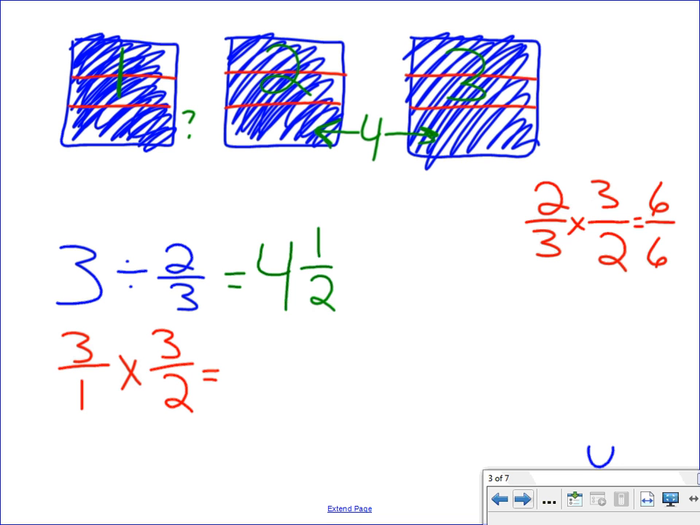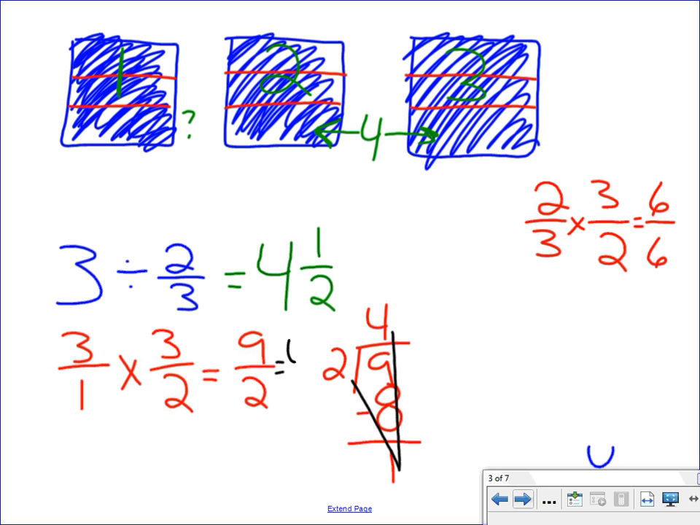All right? 3 times 3 is 9. 1 times 2 is 2. Improper fraction, I need to do the division. 9 divided by 2. 2 goes into 9 4 times. 2 times 4 is 8. I do my subtraction. 9 minus 8 is 1. Let's do our backwards check mark to get what our answer should be. 4 1/2. And right there, we have the exact same answer as up here.